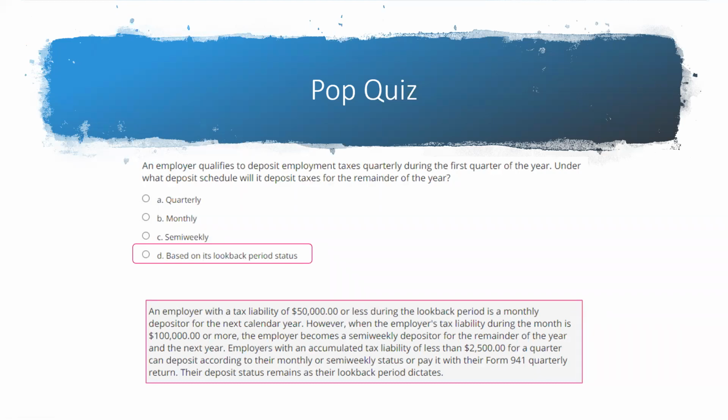So just because they qualify to deposit quarterly during their first quarter doesn't mean you just get to automatically deposit quarterly. It means you still have to follow your deposit schedule based off of the look back period. Does anybody know what the look back period is? Oh, we just learned that last week. I don't want to give away the answer.